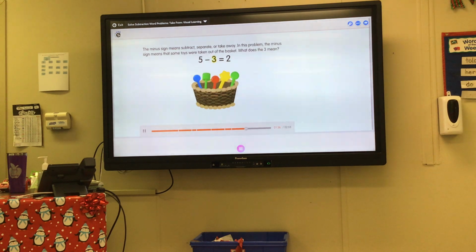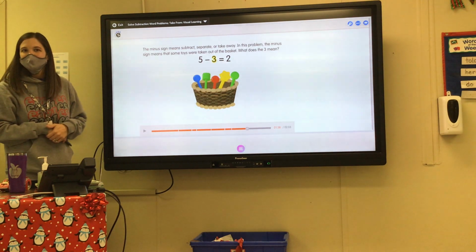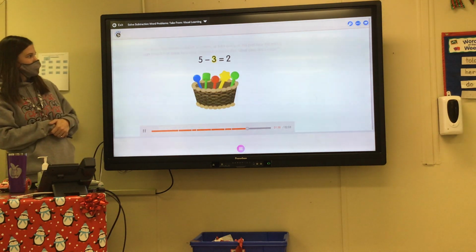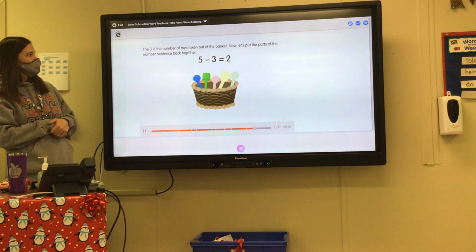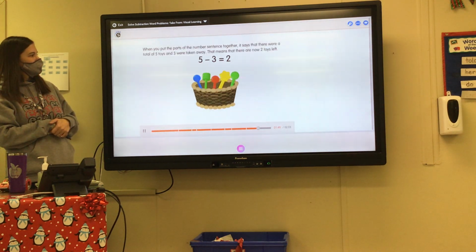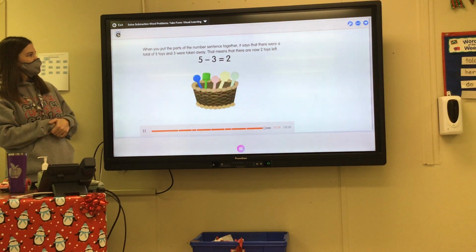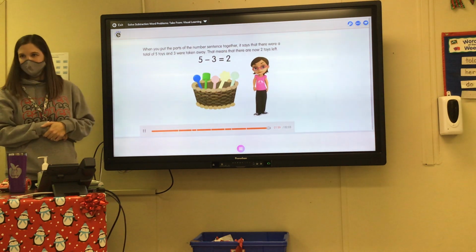What does the 3 mean? The 3 toys were taken away? The 3 is the number of toys taken out of the basket. Now, let's put the parts of the number sentence back together. When you put the parts of the number sentence together, it says that there were a total of 5 toys and 3 were taken away. That means that there are now 2 toys left.